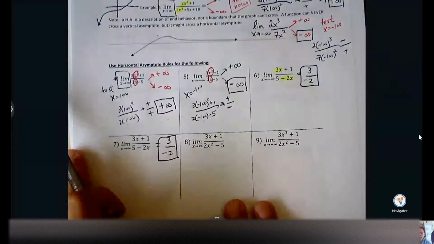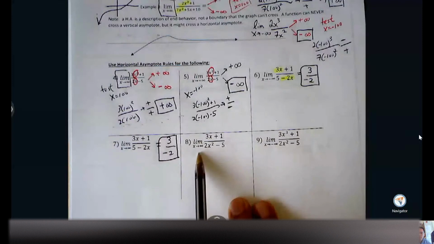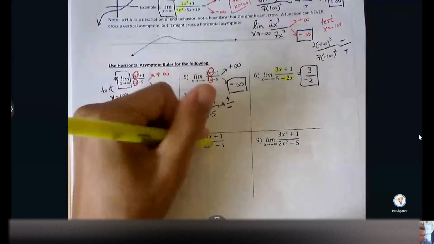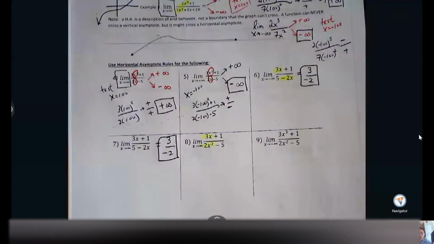All right, number 8. Infinity, we compare degrees. This is the easiest case, right? Your denominator is higher. We know it's always going to be 0.